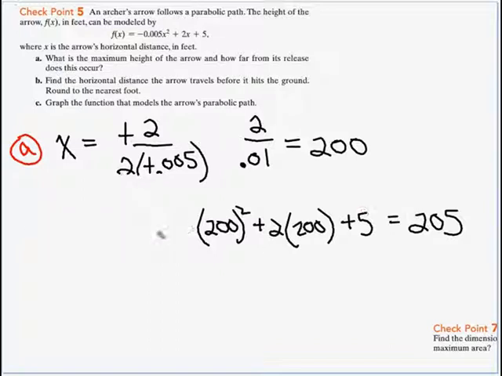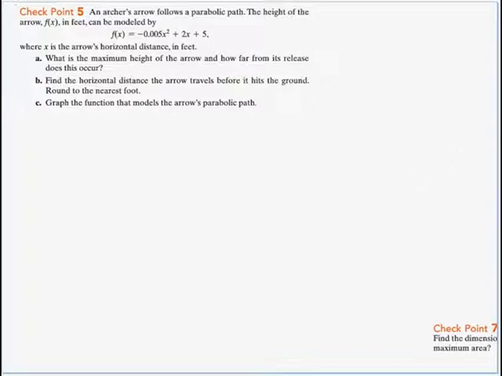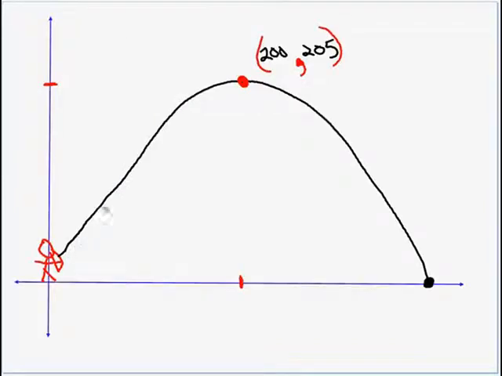There it is. I already got those numbers written down on the picture, so I'll erase that. Part B. Find the horizontal distance the arrow travels before it hits the ground, round to the nearest foot. So that arrow, of course, gravity will bring it back down. It's going to hit the ground somewhere. How do we find this point? Well, that's an x-intercept. And how do we find x-intercepts?